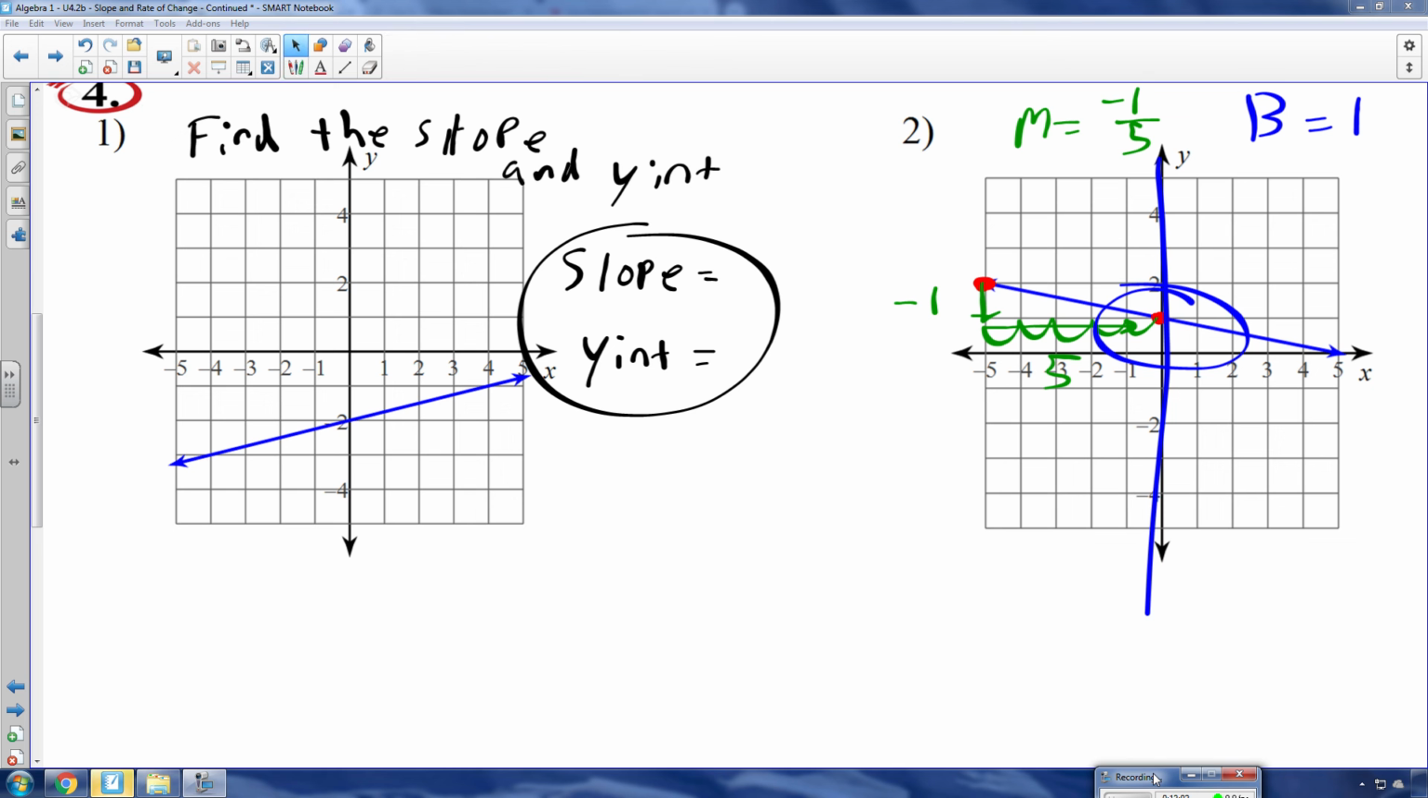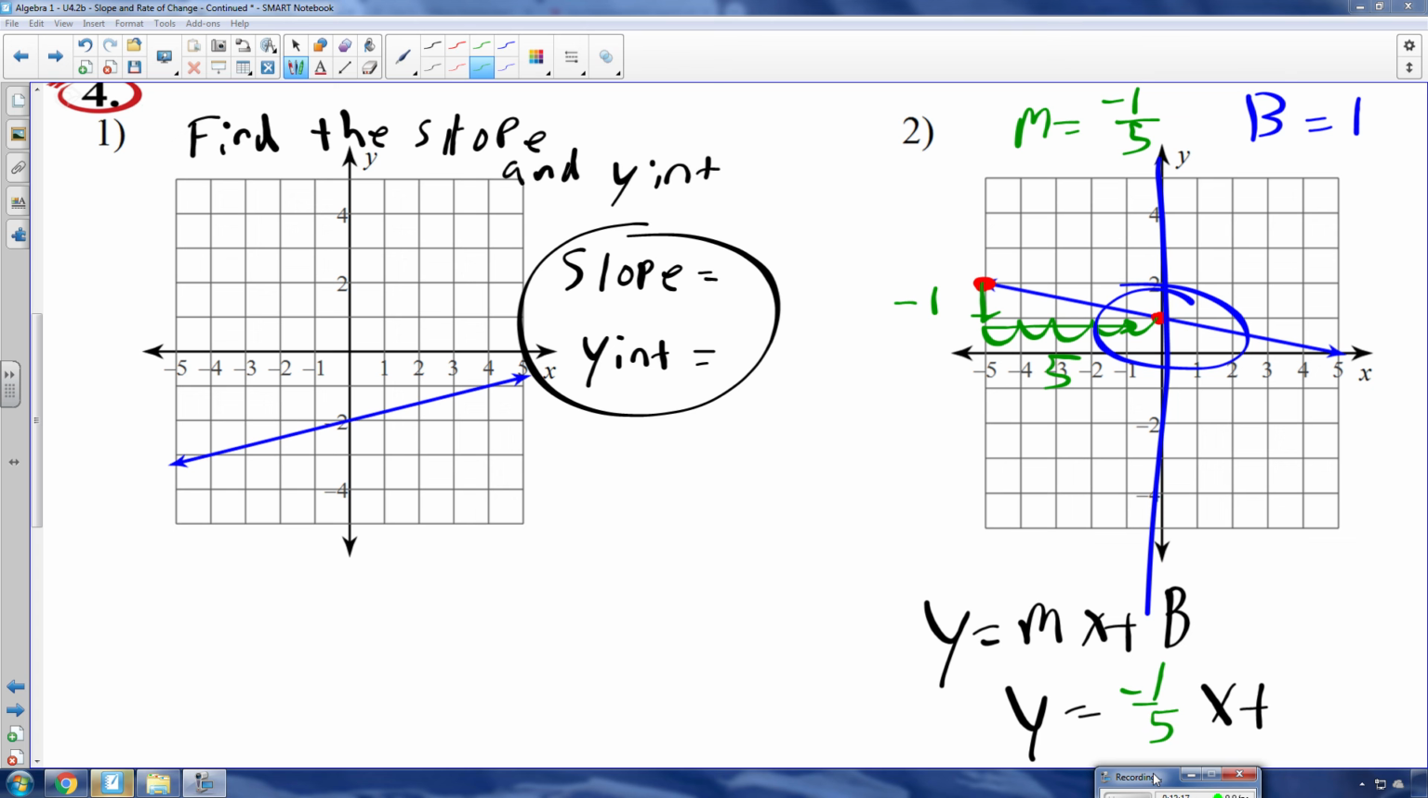This is all you really need to do. If you're feeling pretty good right now, why don't you take these and put them into y equals mx plus b? Why don't you go ahead and do that? So y equals what? X plus what? Well, it would be y equals -1 over 5x. That's the m. Plus 1. That's the b. So at least find the slope and the y-intercept from these graphs.